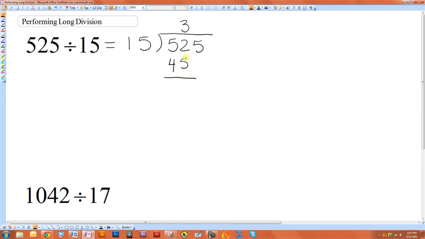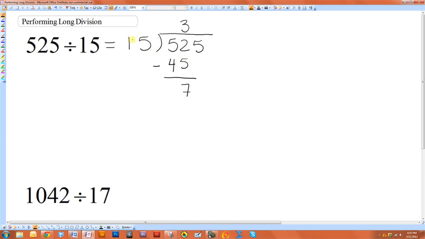So after I write the result, 15 times 3, I perform the subtraction, 52 minus 45, and I get 7. Well, 15 won't go into 7 because 15 is bigger than 7, and that's good. If this number here ever ends up being bigger than this number, then you know you didn't pick the correct number, and this number needed to be bigger, because this should always be smaller than this.